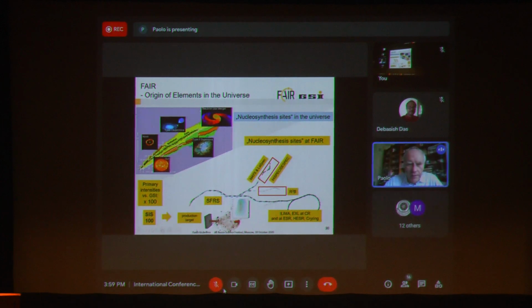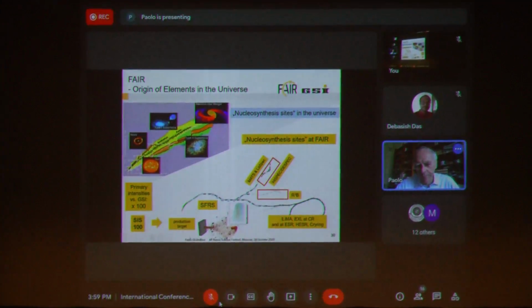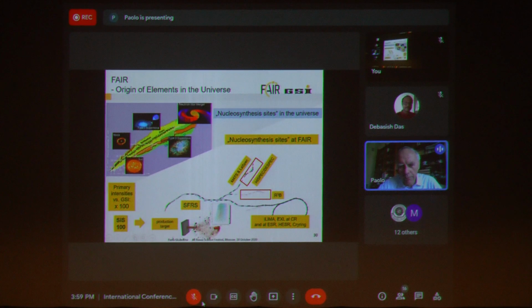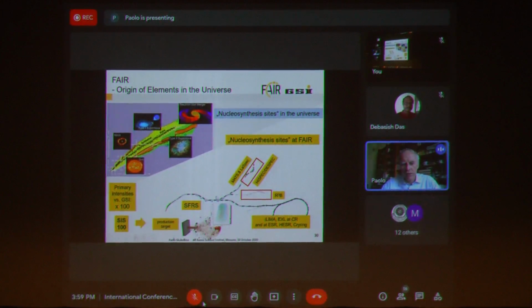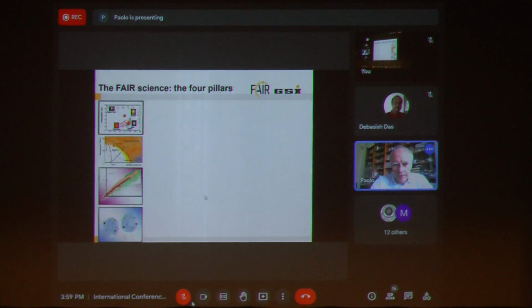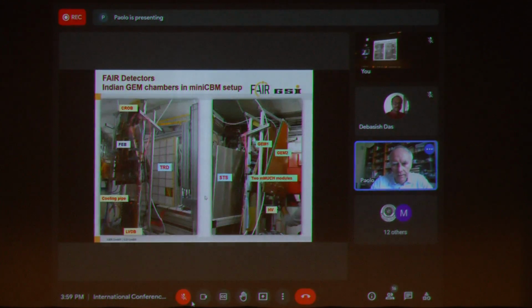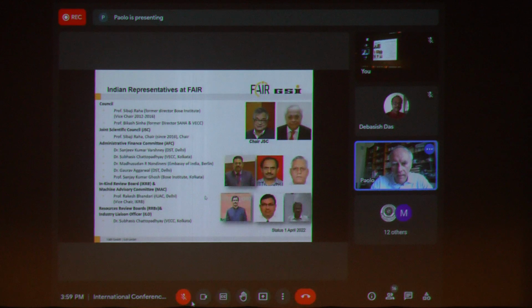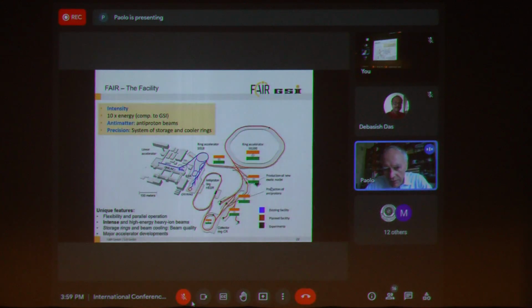Well, in some sense, the nucleosynthesis section of the laboratory is what I have shown you before. This, let me go back a second. Here you see this fragment separator. It's a target, so this is very many different types of targets. So we are looking at this piece of the facility. Let's go back.